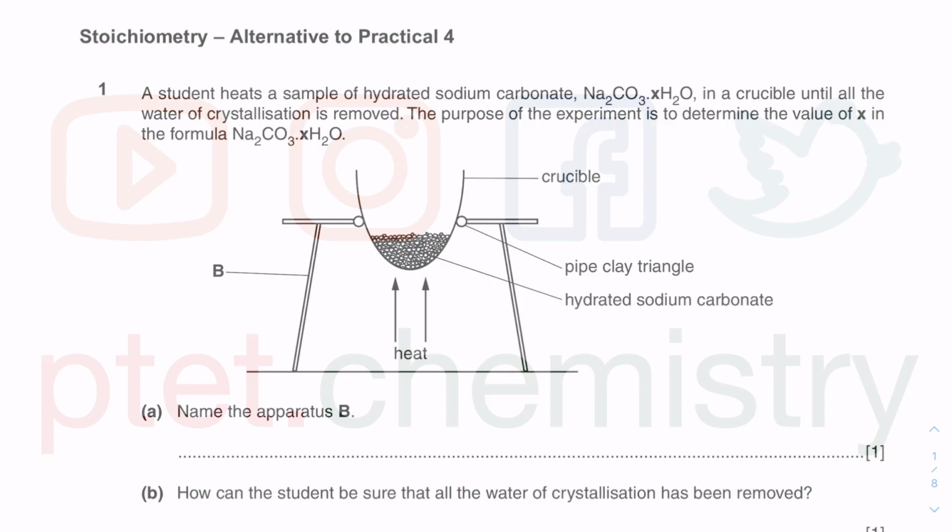Hello again everyone, welcome back to ptet.chemistry channel. So this is a continuation of this alternative to practical work. This is work 4 associated with the stoichiometry and mole calculation topic for the O-level or the IGCSE level chemistry, suitable for the 14 to 16 years old chemistry students.